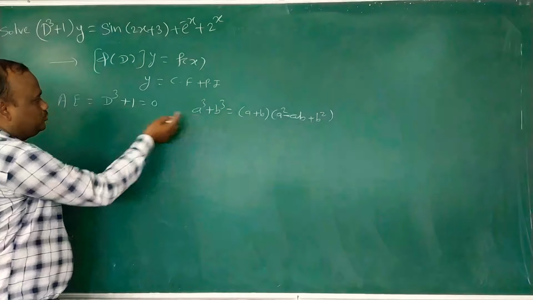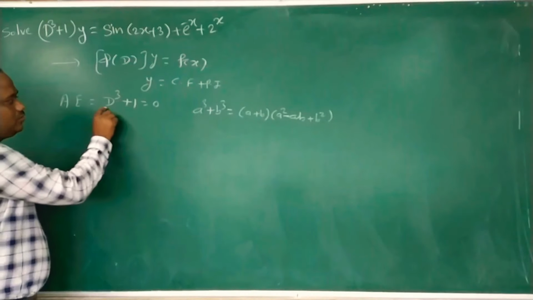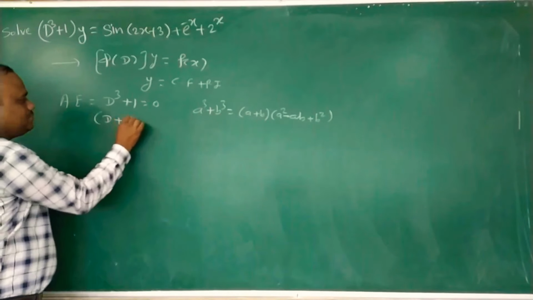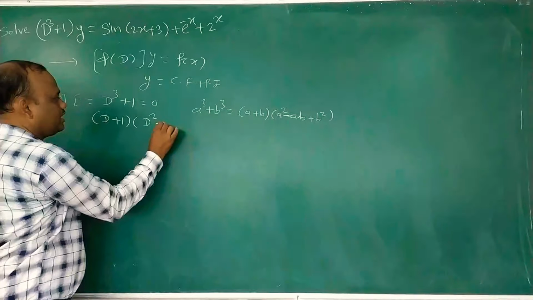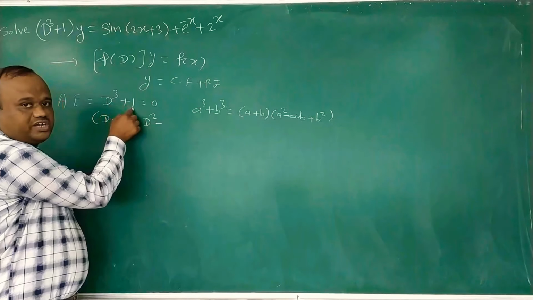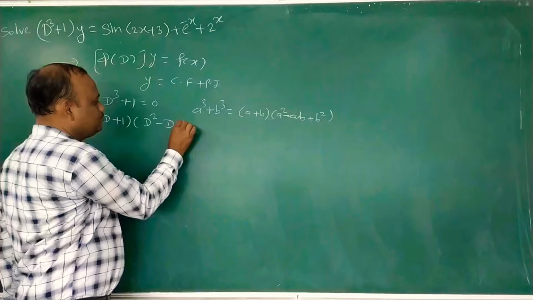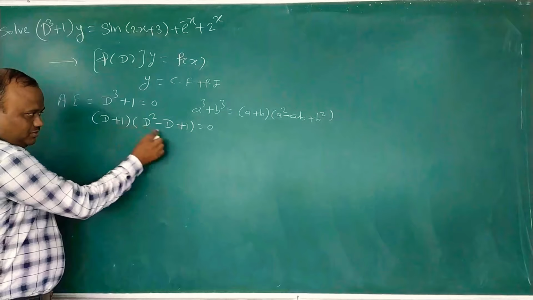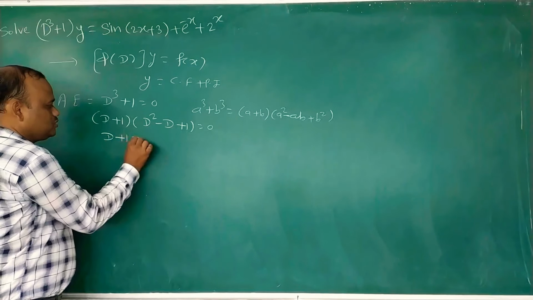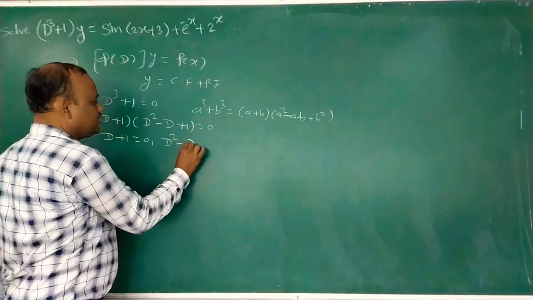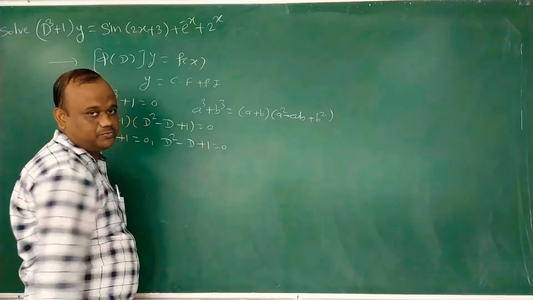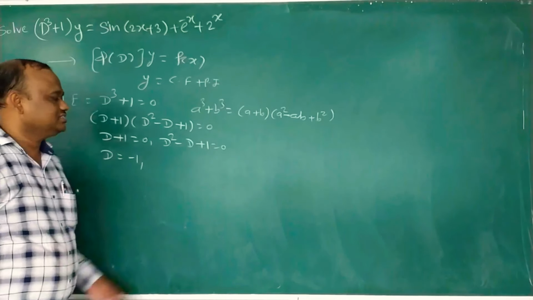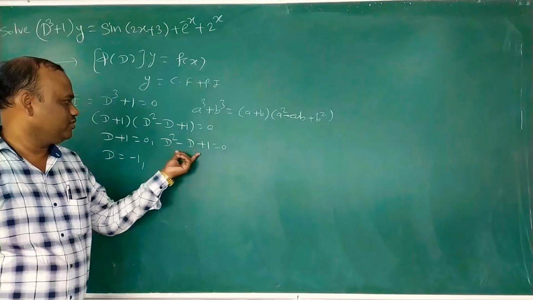Compare this a^3 + b^3 with D^3 + 1. So a equals D and b equals 1. So using this formula, this can be written as (D + 1)(D^2 - 1·D + 1) = 0. Okay, so either D + 1 = 0 or D^2 - D + 1 = 0. So D + 1 = 0 means D = -1, and D^2 - D + 1 = 0. How do we find the roots of this equation?